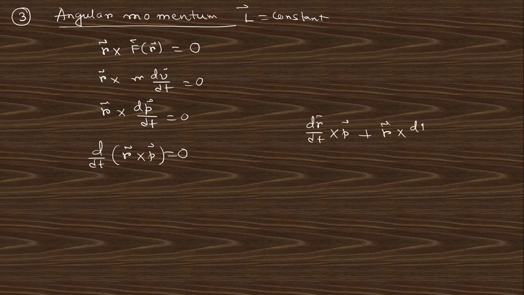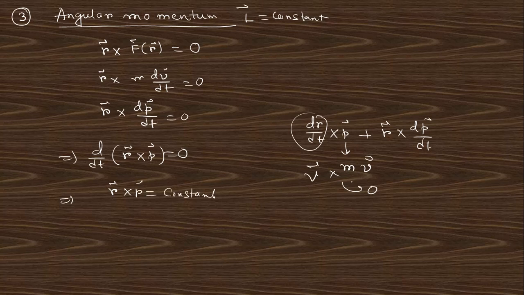r cross dp/dt, right? This derivative gives you two terms. The first will be 0 because p is m times v, and v cross v will be 0. So we can write this, no problem. The derivative will be 0, so r cross p will be constant, and you know very well r cross p is L, so L will be constant for central force, because this force only depends on the radial distance. This is the third property of central force.